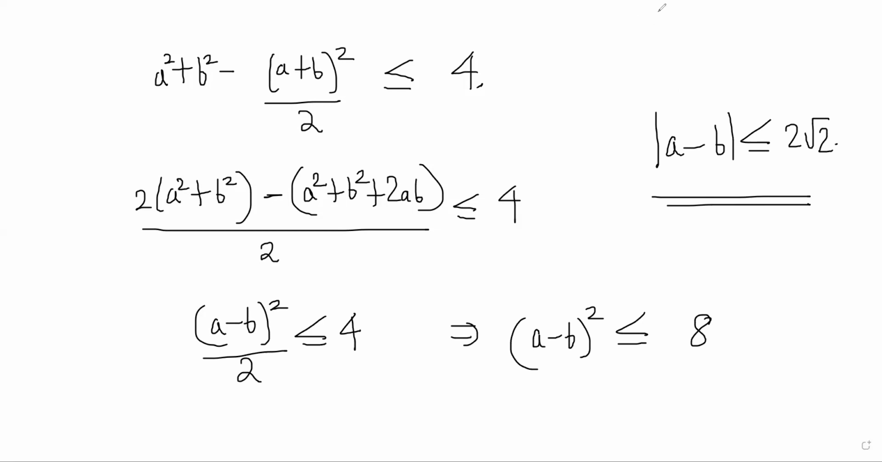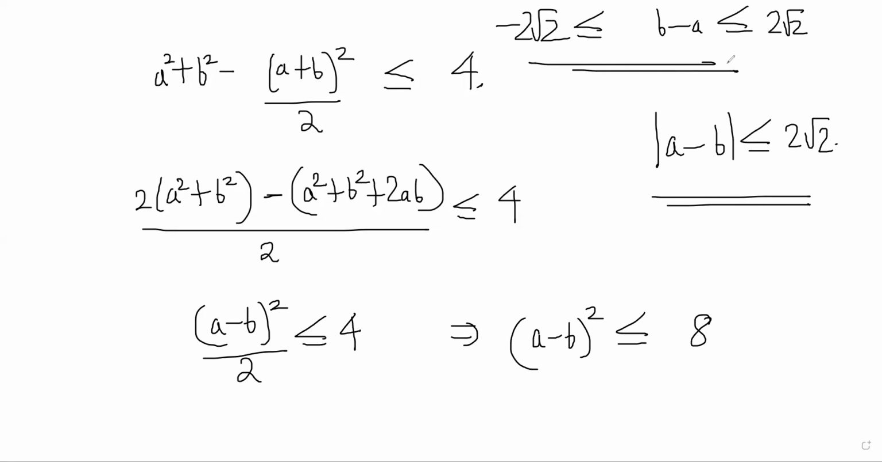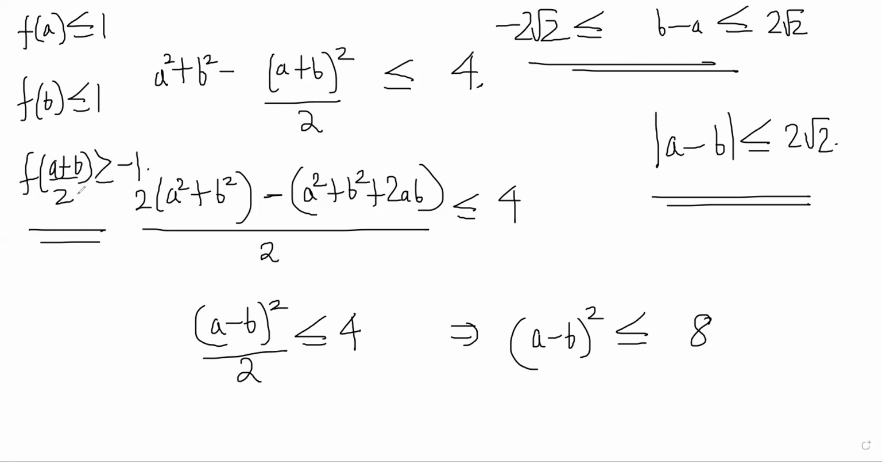We have shown that b minus a will be less than or equal to 2 root 2, and between minus 2 root 2 and 2 root 2, right? So the question is solved by taking three conditions: f of a less than or equal to 1, f of d less than or equal to 1, and f of (a plus b) by 2 greater than or equal to minus 1. These all follow from the condition of the problem. And then we added these two and subtracted double of this. That's what we are ultimately doing, and we are able to quickly prove it, right?